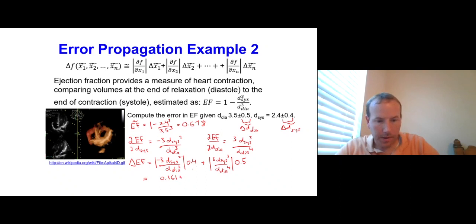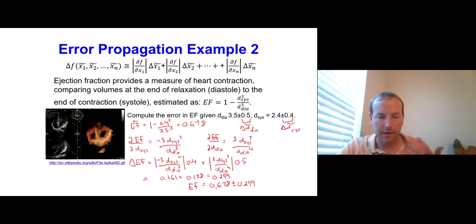If you multiply those through, you should get 0.161 plus 0.138 equals 0.299. So overall, we expect that the ejection fraction is around 0.678 plus or minus 0.299. That's showing that there's a very substantial, about 50% error in computing ejection fraction when you only have about 15-20% error in the individual dimensions.